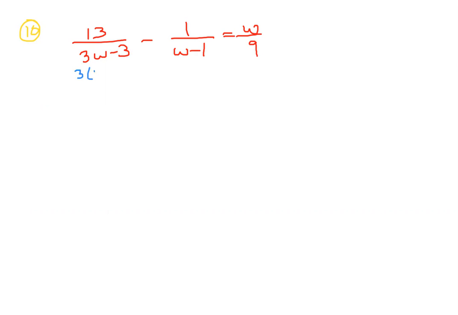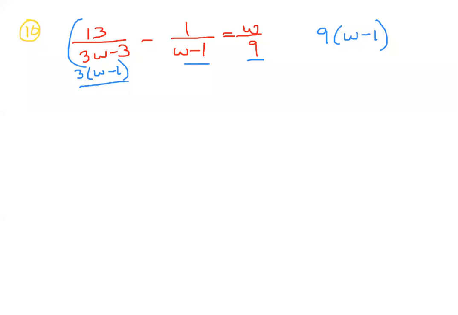Okay, let's look at number 10. That'll be fun. We've got 13 over 3w minus 3, minus 1 over w minus 1, equals w over 9. All right, if we look at this right here, we can write it like that. So looking at all three denominators, it looks like the common denominator is going to be 9 times w minus 1. That's the common denominator right there.